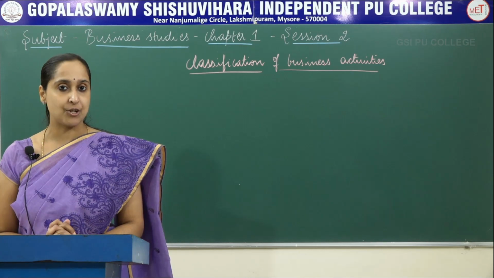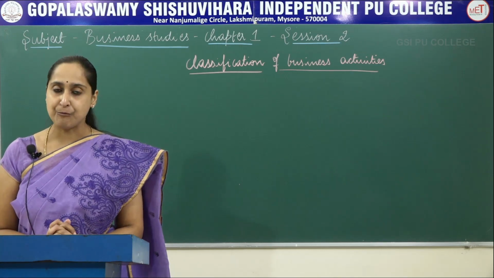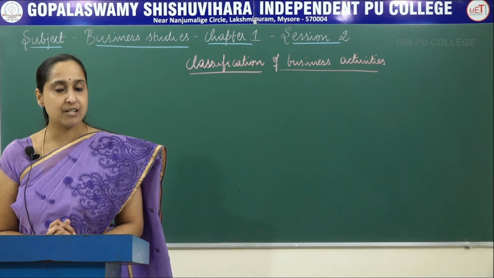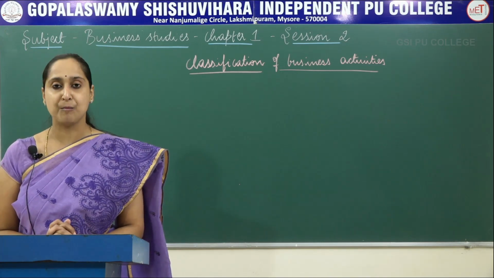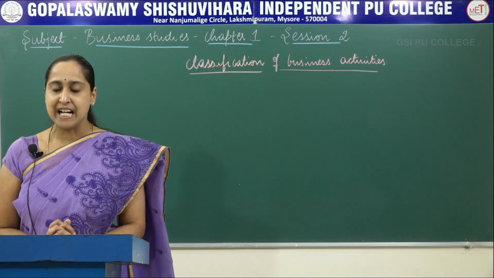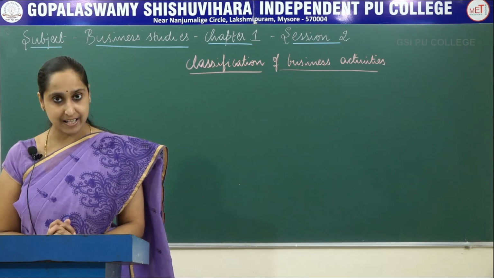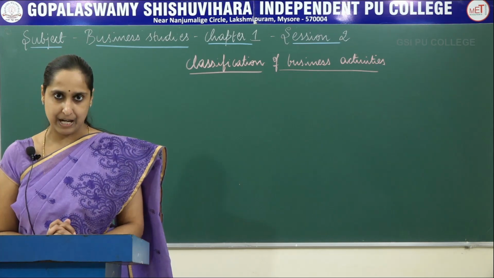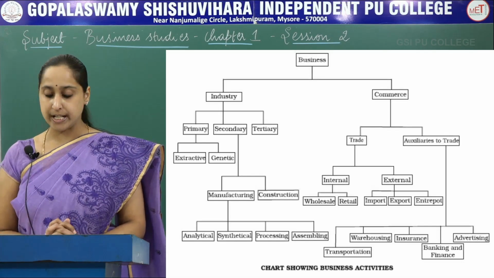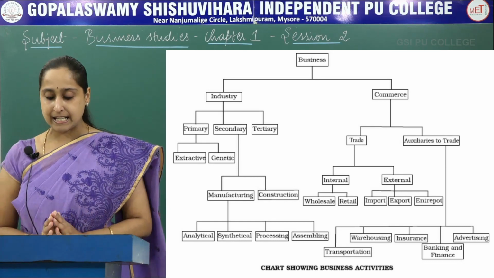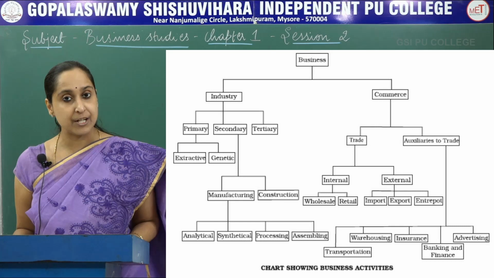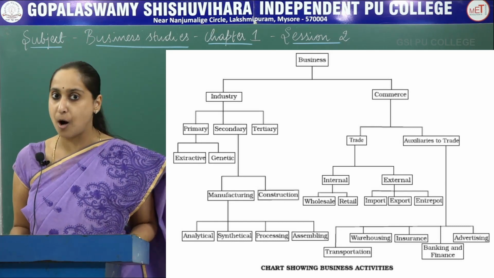In the previous session, I explained the meaning of business, the characteristics of business and a comparison chart of business, profession and employment. In this session, let us see the classification of business activities. In this chart, you can see business is classified into two broad categories: one is industry and the second is commerce.